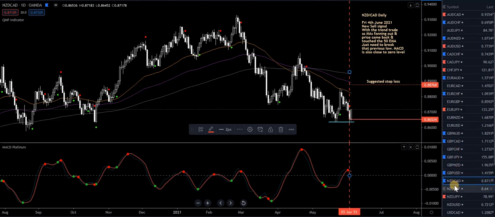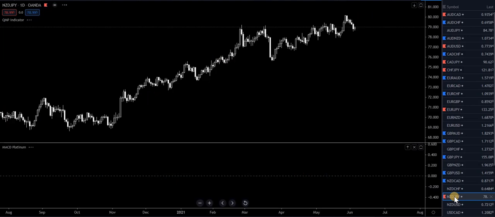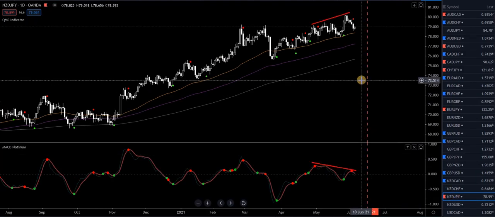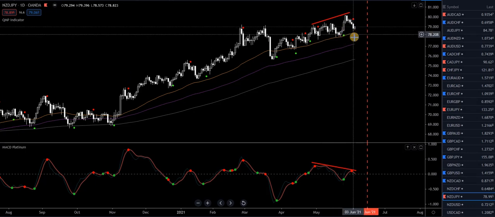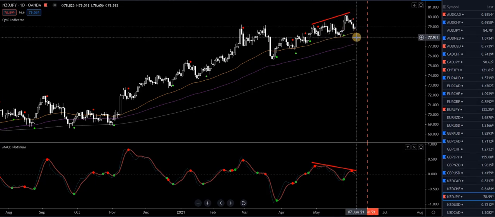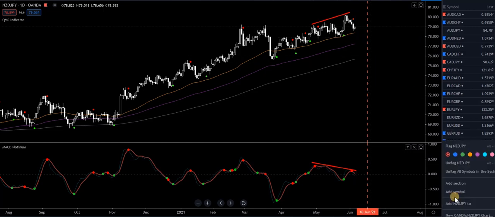Not to be. Right, New Zealand Japanese yen on Monday highlighted for a potential sell. Another one of these high risk against the trend trades. Look, it's probably not one. I'm going to call that as a no-go, that one.